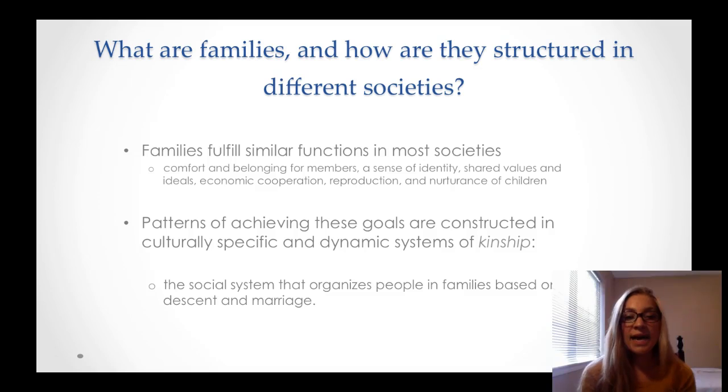And then how these goals are achieved is what we're talking about when we talk about kinship. So a family is that group of people, and a kinship system is the pattern of achieving these goals. By definition, it's the social system that organizes people into families, and that's going to be based on descent and or marriage, both of which we'll talk about in a few minutes.